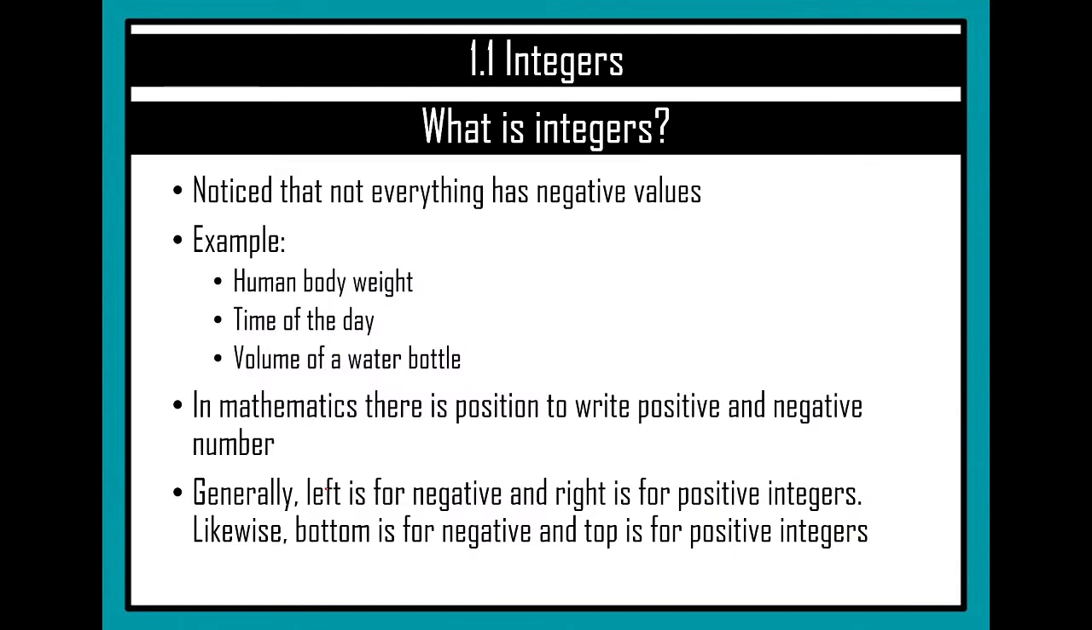Okay, but not everything has a negative integer value. For example, human weight. Okay, there is no such thing as a negative 5 kilogram of human weight. Or time of the day, we don't say negative 3 a.m. Okay, or a volume of a water bottle. So a volume of a water bottle, usually we do write 500 ml, but you never see negative 50 ml.